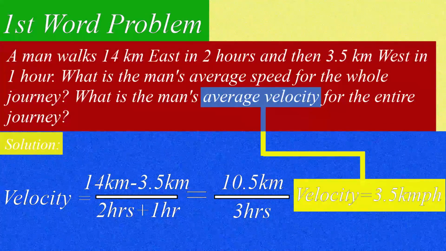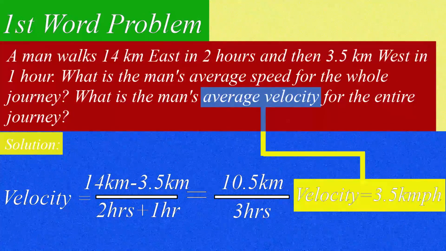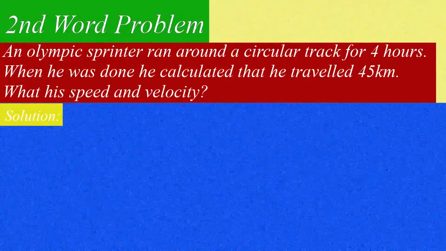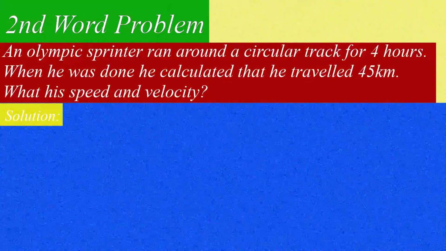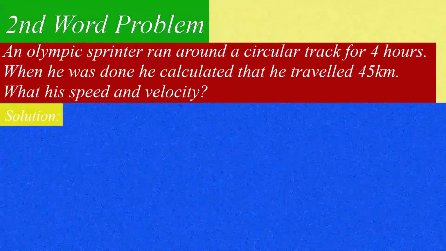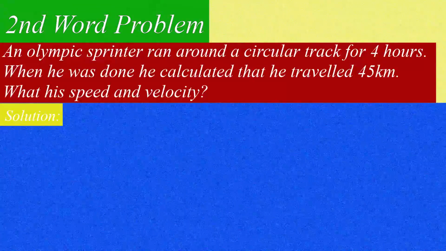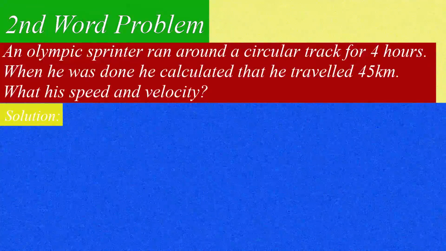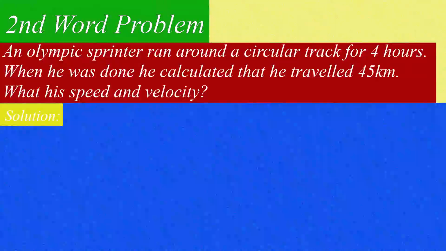The first word problem was to get us acquainted with this topic. Now, let us move on to the second word problem. An Olympic sprinter ran around a circular track for 4 hours. When he was done, he calculated that he traveled around 45 kilometers. What is his speed and velocity?